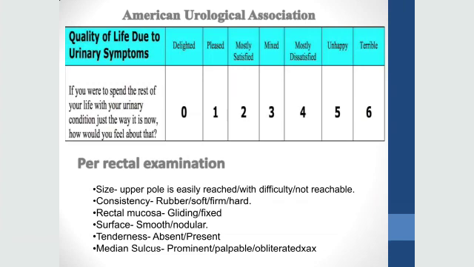So in per rectal examination, we can see the size. If the upper pole is easily reachable, reachable with difficulty, or not reachable, it gives us this sign. Then we have the consistency: rubbery, soft, firm, hard in CA prostate. The rectal mucosa is gliding, or fixed in CA prostate. Surface is smooth or nodular. If tenderness is present, we can always think of acute or inflammatory conditions. And the median sulcus is prominent, palpable, or obliterated.